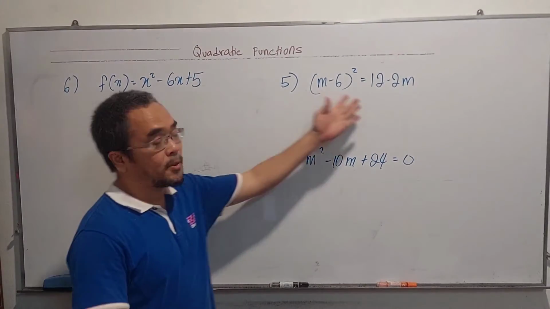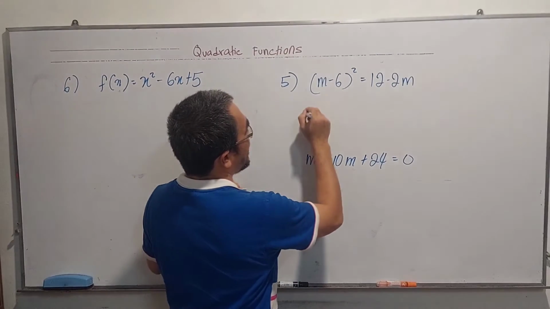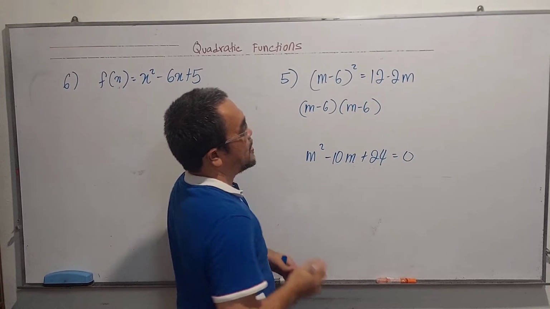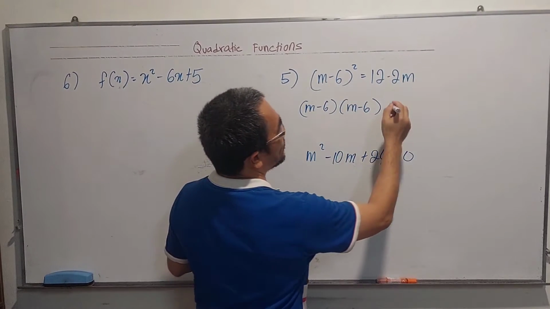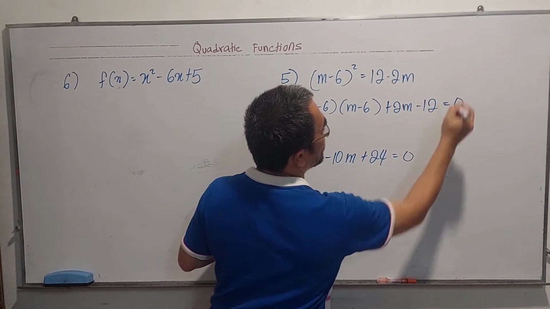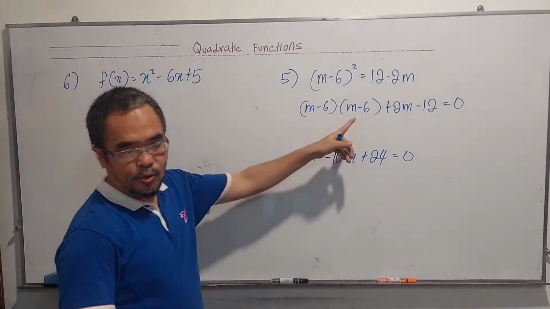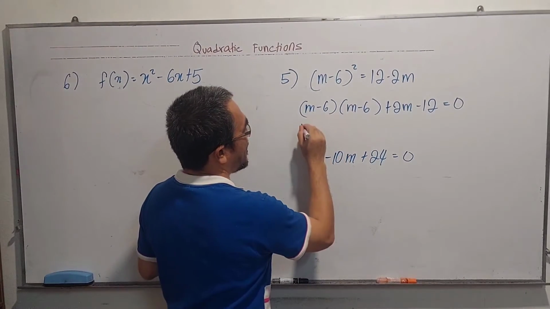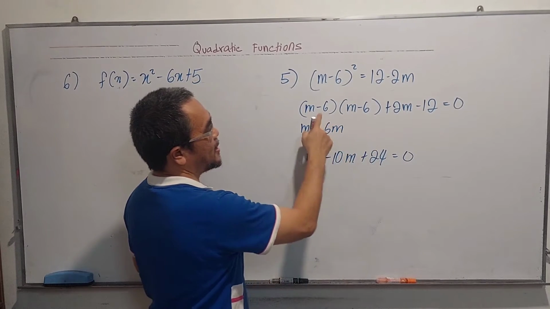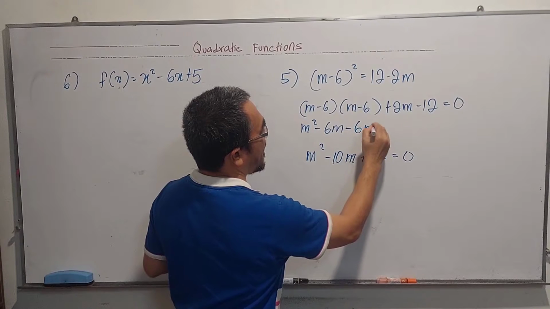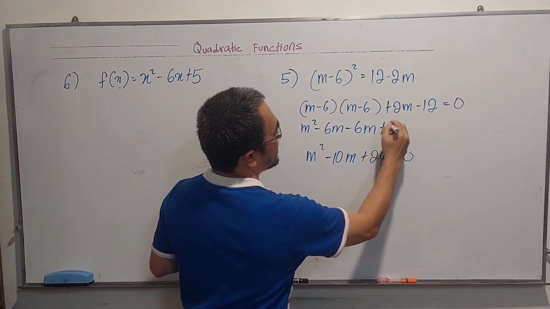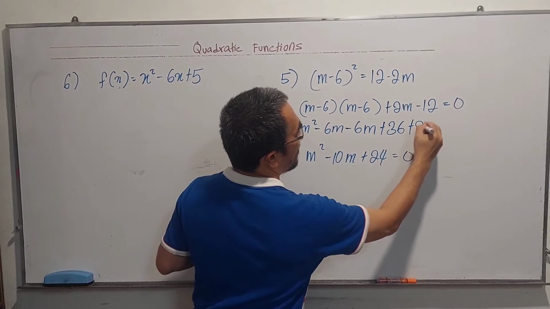So what you do, expand the bracket. So it will be m minus 6 and m minus 6. And then you bring everything to one side. So plus 2m minus 12 equals 0. And you expand the bracket. M times m, m squared. M times negative 6, negative 6m. Negative 6 times m is negative 6m. And negative 6 times negative 6 will be plus 36. Then you copy everything else.